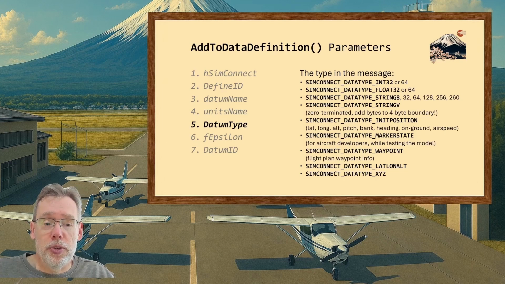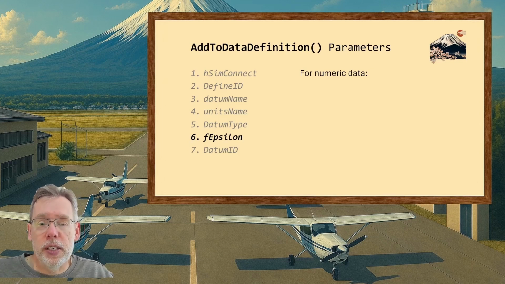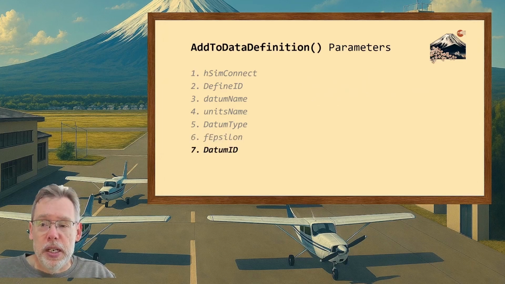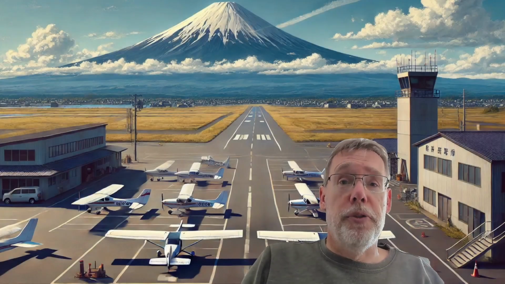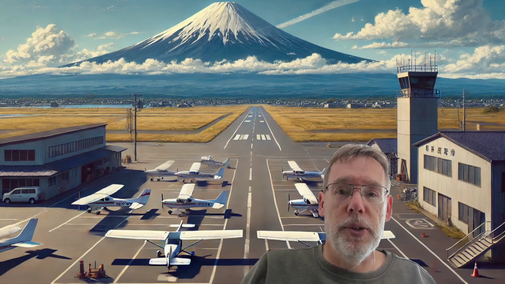The next value to look at is epsilon, and epsilon is specifically for numeric data. When you request data only when changed, this will specify how large a difference between the old value and the new value is considered significant. The default is 0, which means any change is significant. The last one then is the datum ID, and this is the numeric ID for that particular value in the tagged format. Okay, that was a lot of dry information, so now let's go to the editor and see what this looks like.